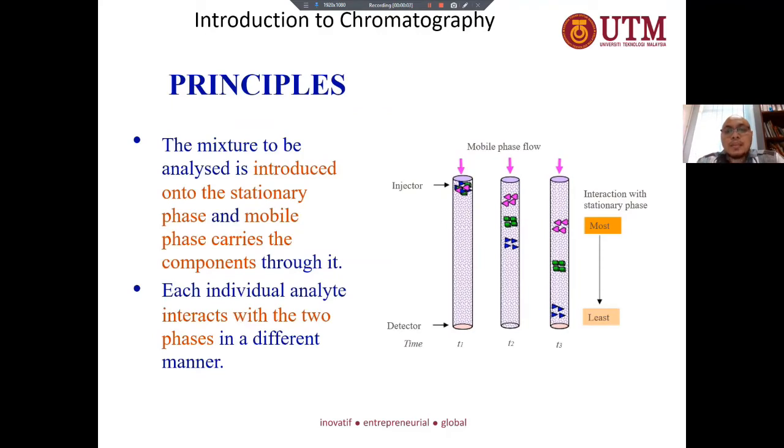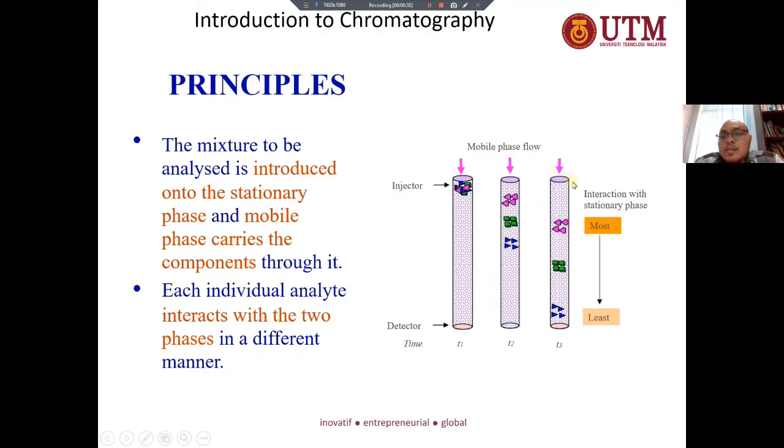Okay, I believe the same principles I already mentioned in the first few slides before this. The mixture is introduced into the stationary phase and the mobile phase. The mobile phase will carry the components through it. Each individual analyte, like the purple one here, the green one here, and the blue one here, will interact with the two phases in different manners.